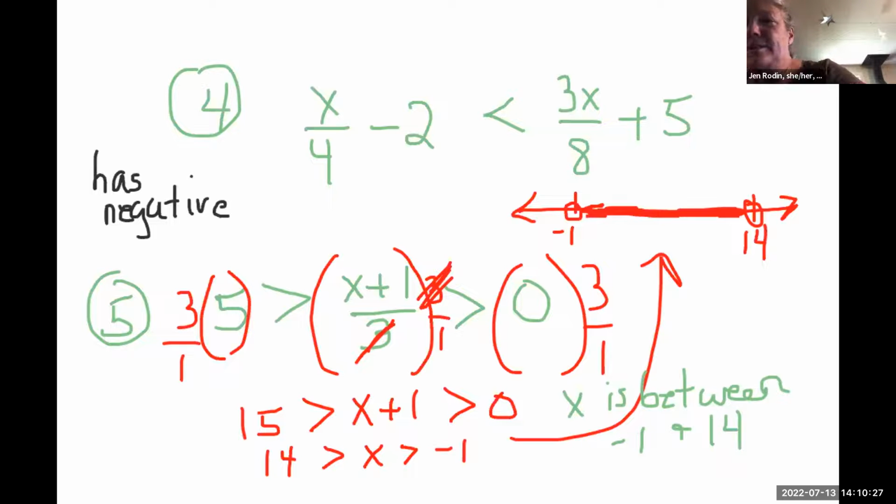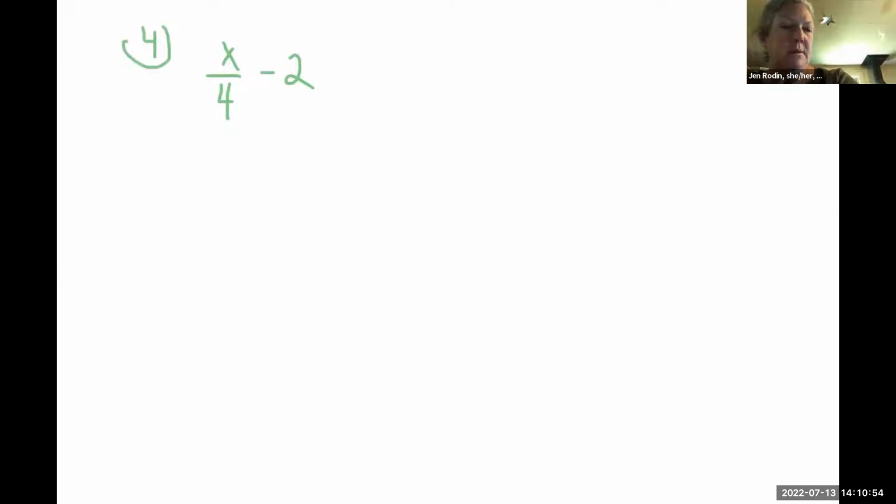Any questions about that one, anybody, before we do the delicious looking number 4. Okay, let's do this one very carefully. This was 4x over 4 minus 2 is less than 3x over 8 plus 5.